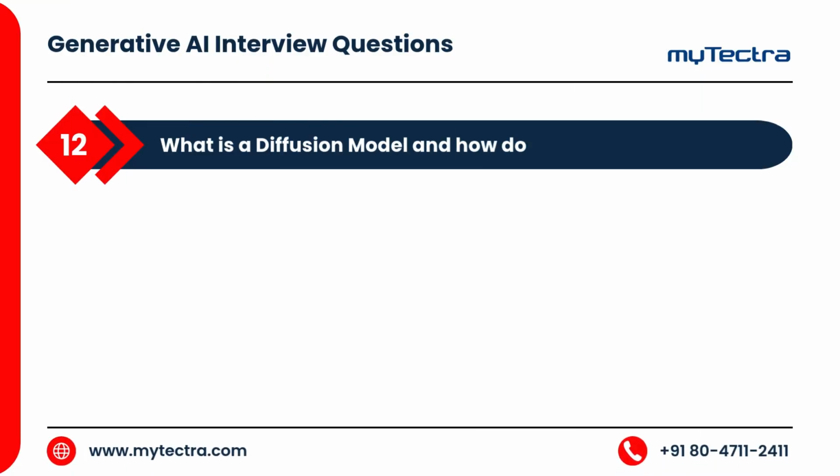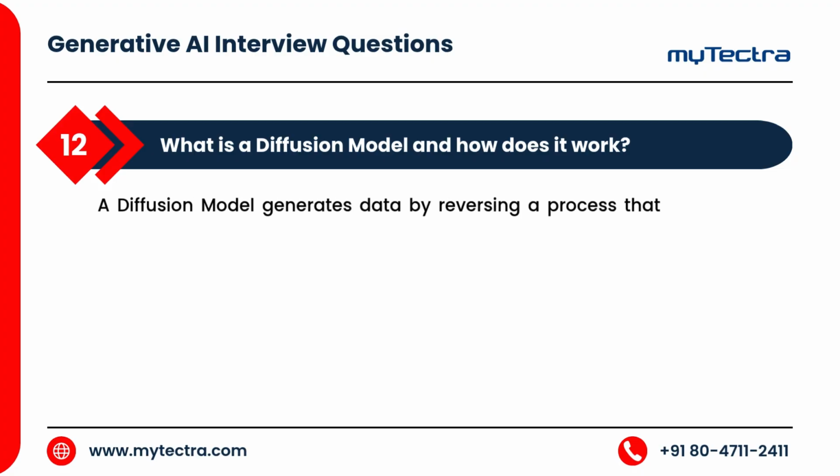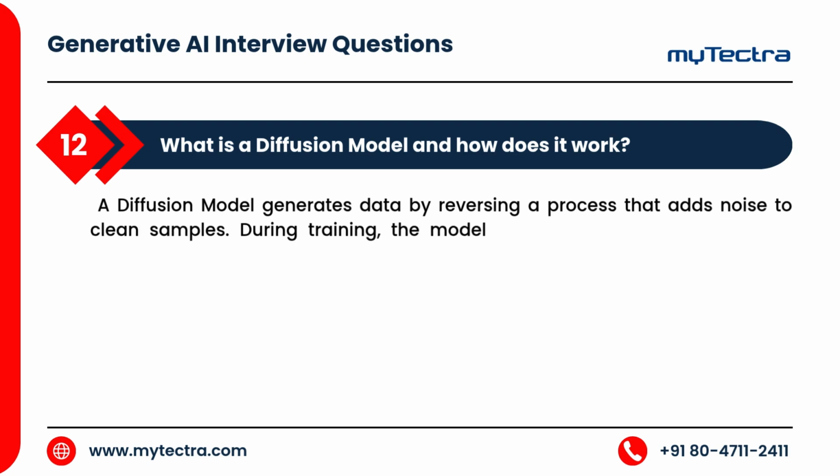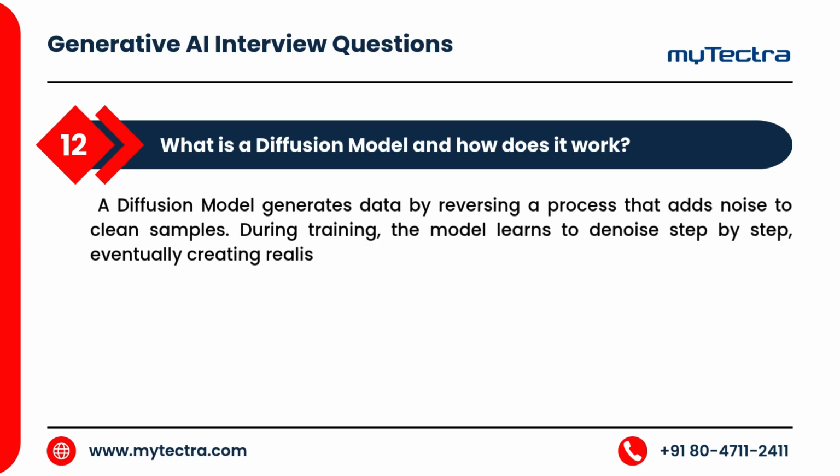What is a diffusion model and how does it work? A diffusion model generates data by reversing a process that adds noise to clean samples. During training, the model learns to denoise step by step, eventually creating realistic images or videos from random noise distributions.